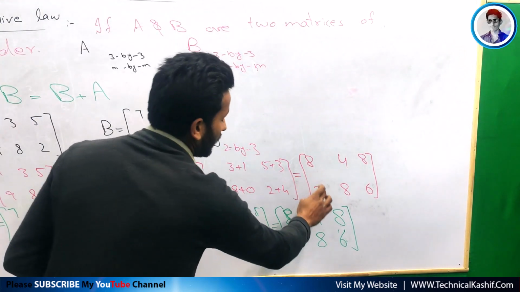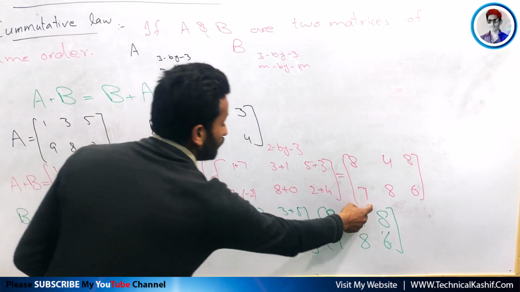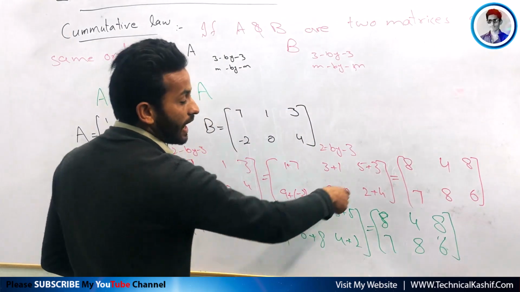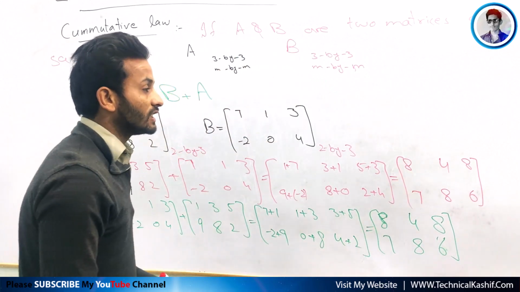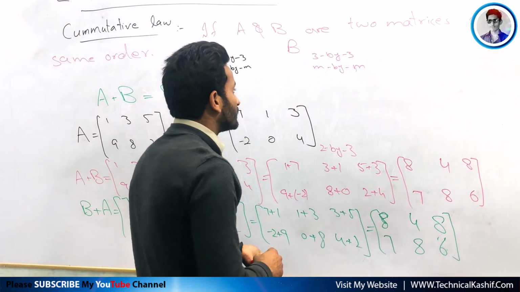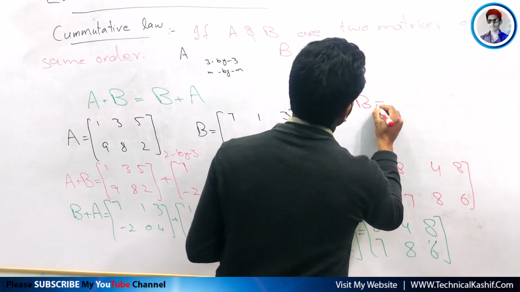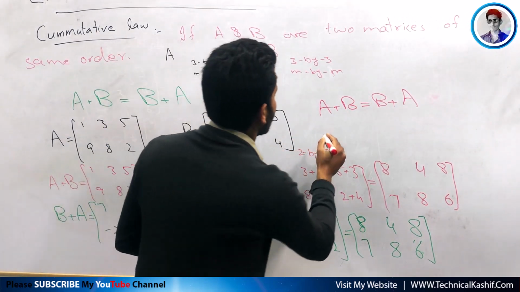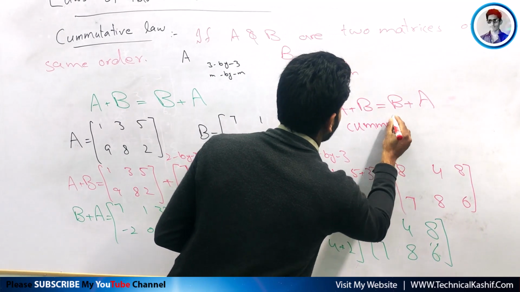By seeing all this, the matrices A plus B and B plus A are equal, as they have the same order and corresponding entries are the same. So we can say that A plus B is equal to B plus A, which means addition follows the commutative law.